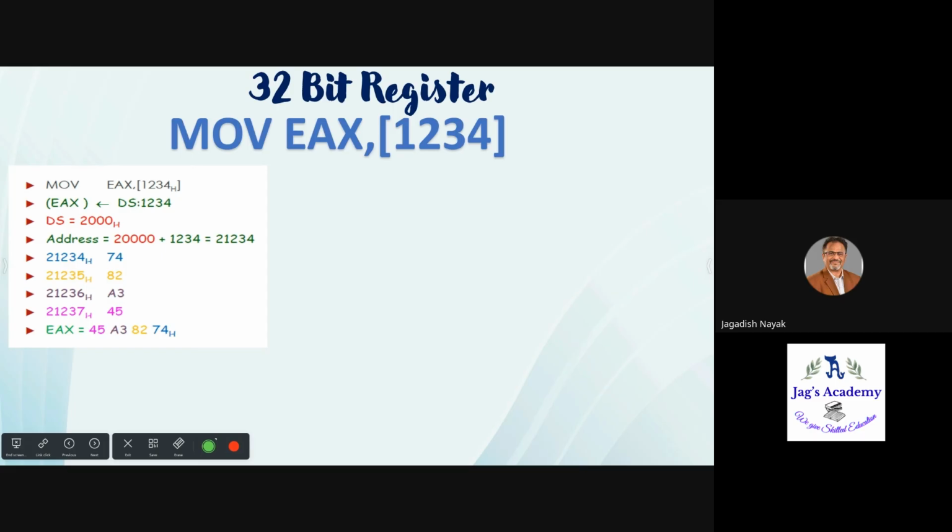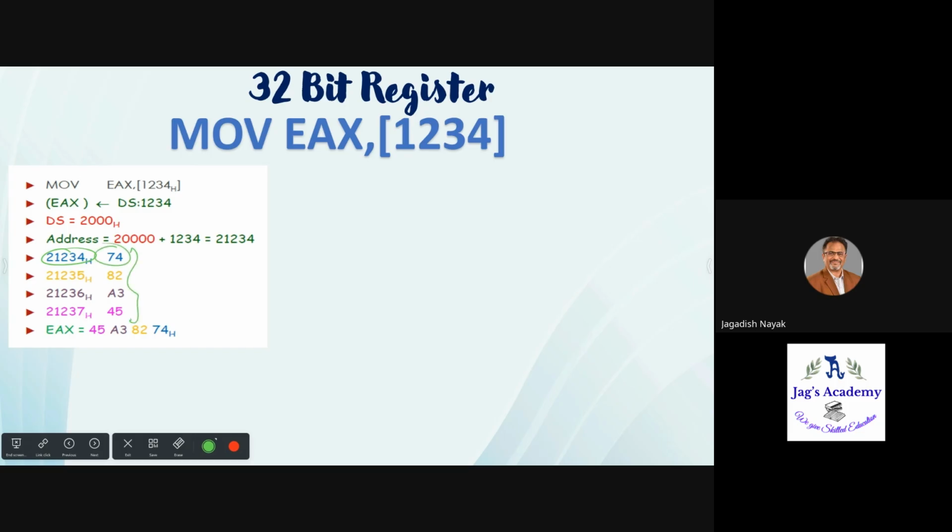Okay. So now see here. Refer to this. Assume your DS is equal to 2000H. Offset address is 1234. Right? Okay. So what is the physical address? It is 21234H. Right? Starting from here, it will read 4 memory locations.